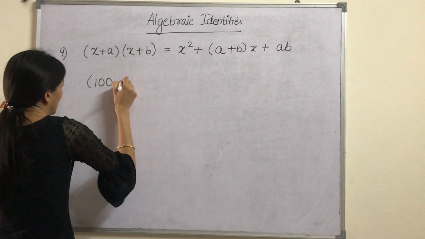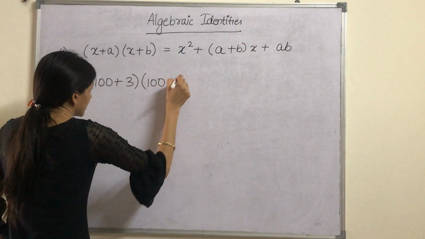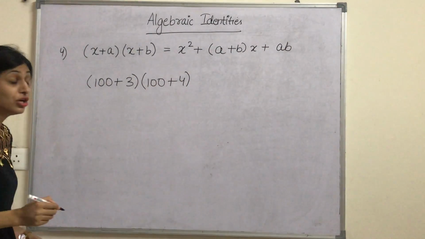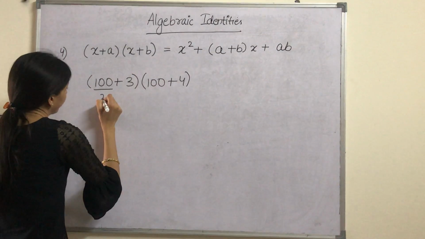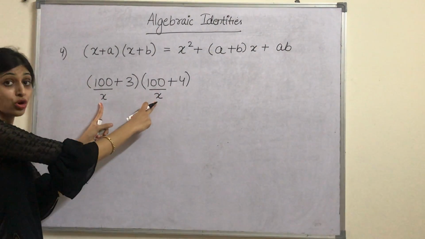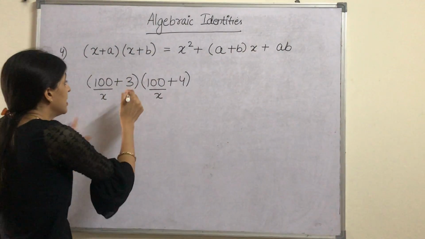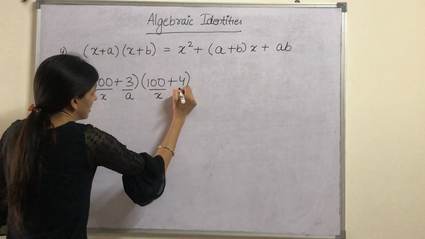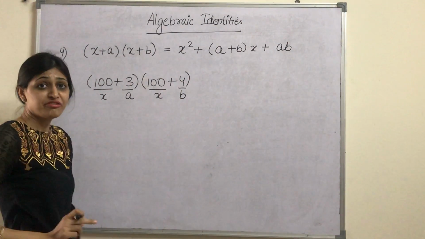Suppose a question is given to you. Find out (100 plus 3)(100 plus 4). Now if you look carefully, this is this form. Both are having 100 as X. The first term in both the brackets is the same. The second is A and this is B, as this is a different number, this is a different number.